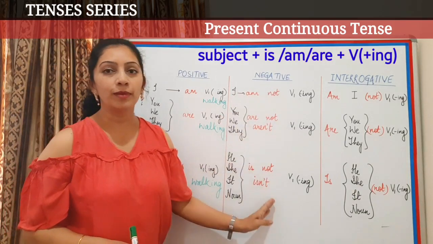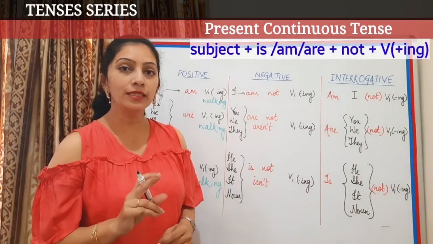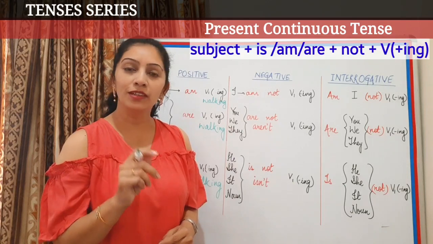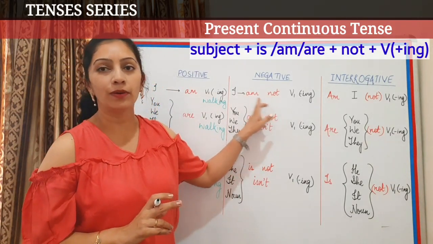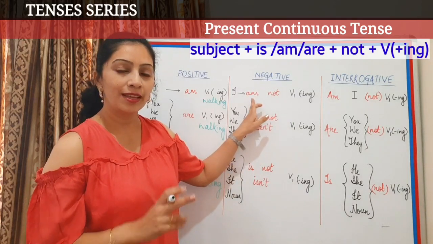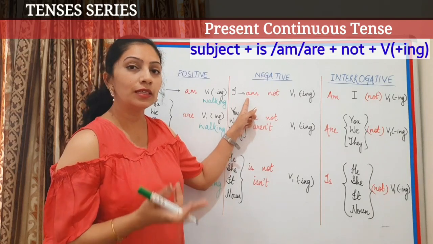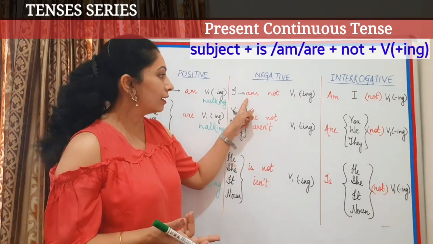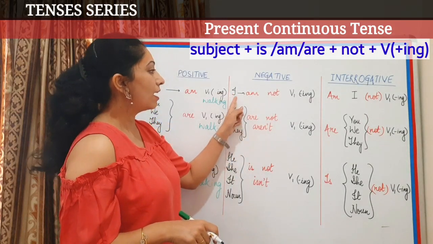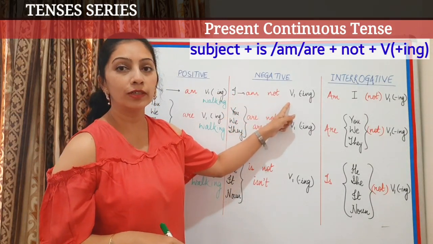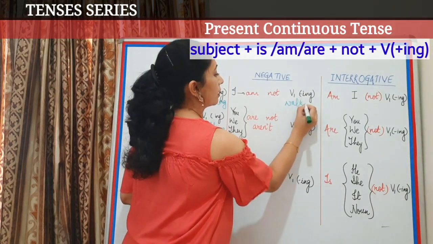Let's come to the negative part of this tense. When I say negative, it means I have to add the word not. But this not word will be added after the auxiliary verb here. Let's look at this. With I am always going to use the auxiliary form am, and then I will put not. So I can say I am not, and the verb in ing form, and let's write the verb here, walking.